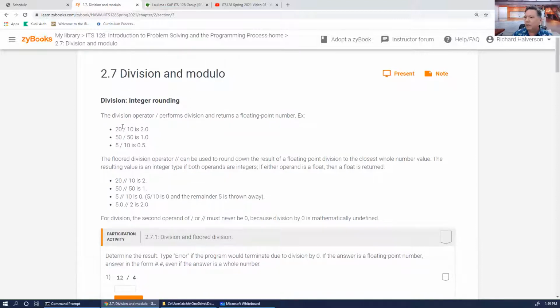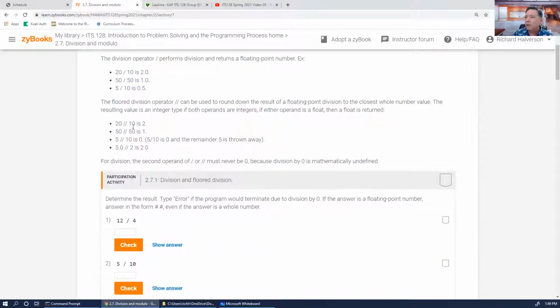So in this case, the dividend is 10 and the divisor is 5, the quotient is 2, the remainder is 0. In this case, the dividend is 5, the divisor is 10, the quotient is 0, and the remainder is 5. And it ends up looking like this.